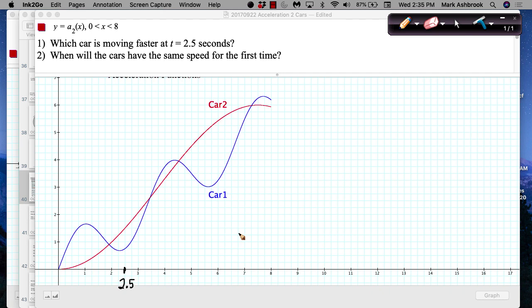Go. Question? I'm sorry? Oh, just do it based on the graph.